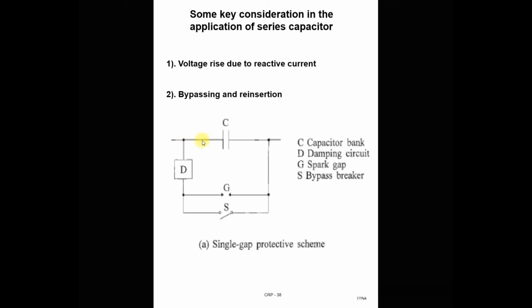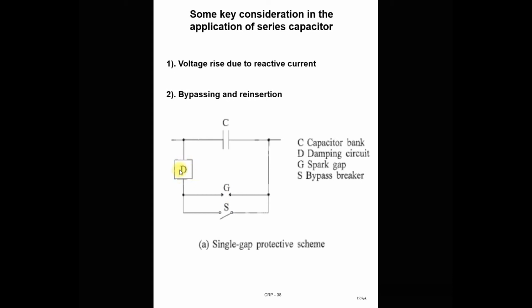When a fault happens at this side, what will happen? You have to bypass this capacitor by using this spark gap. You have to design this spark gap in such a way that when a fault happens at this point, the spark gap is ionized and acts as a closed switch. So your whole fault current is bypassed through this spark gap. And here D is the damping circuit.